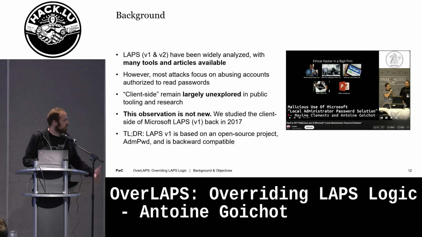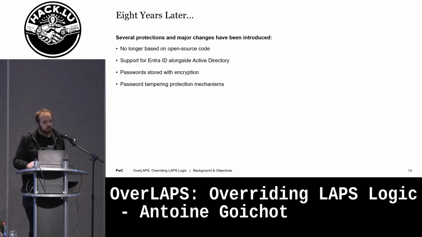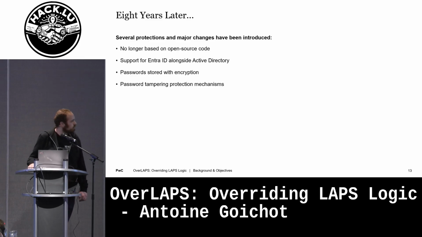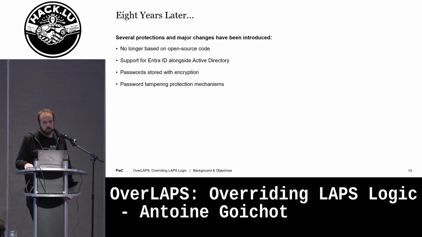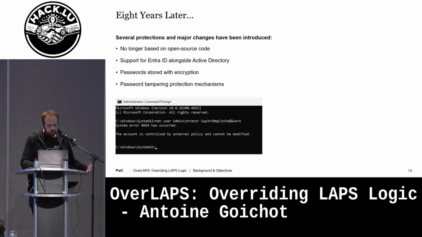So basically, you just retrieve the tool, you can modify the code, compile it, push it on a new client, and you have your backdoor because it's backward compatible. But 8 years later, there are a lot of changes. It's no longer based on open source code, so it's more complex to analyze. It supports Entra ID plus Active Directory. Passwords are stored with encryption, and there is a password tampering protection mechanism. So if we take a naive approach, like we are admin on the system and we try to change the password, we get an error saying that we can't modify the password.